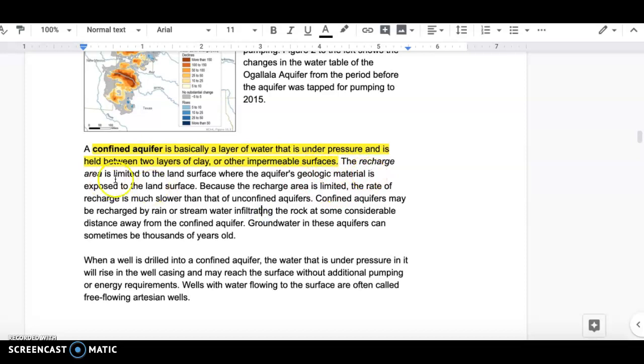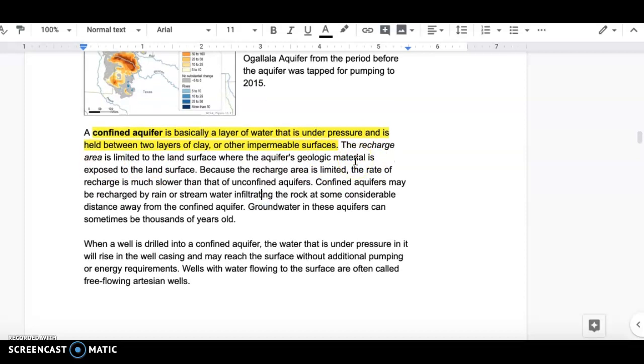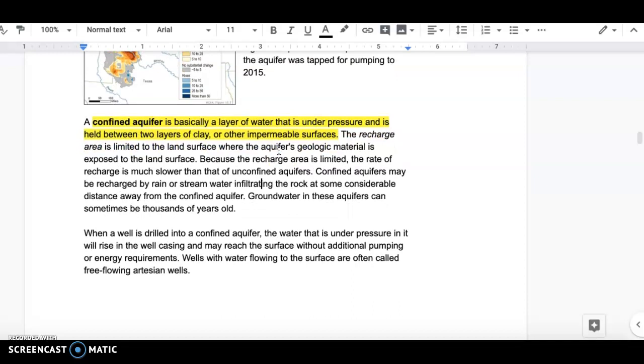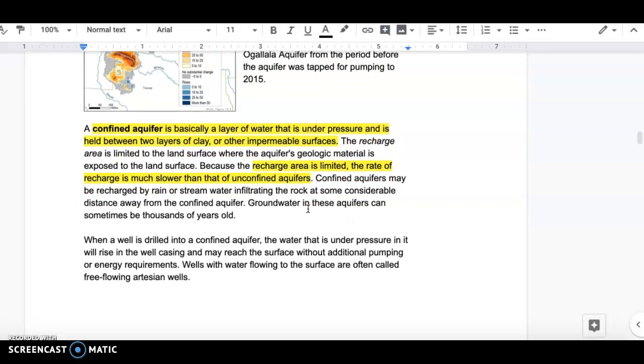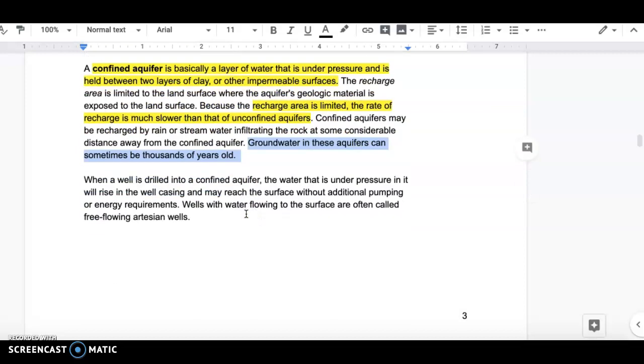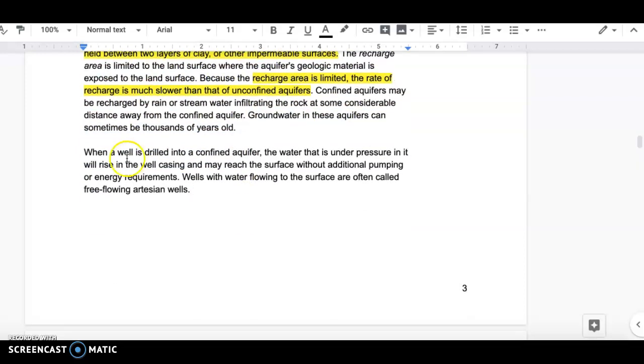The recharge area is limited to the land surface where the aquifer's geologic material is exposed to the land surface. And because the recharge area is limited, the rate of recharge is much slower than unconfined aquifers. That's important, we should highlight that. Confined aquifers may be recharged by rain or stream water infiltrating the rock at some considerable distance away from the confined aquifer. Groundwater in these aquifers can sometimes be thousands of years old.